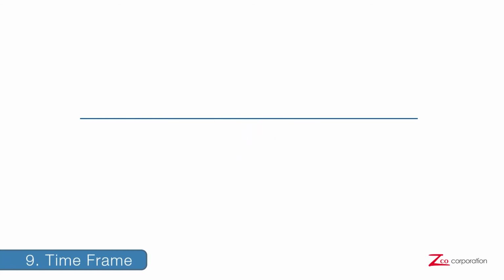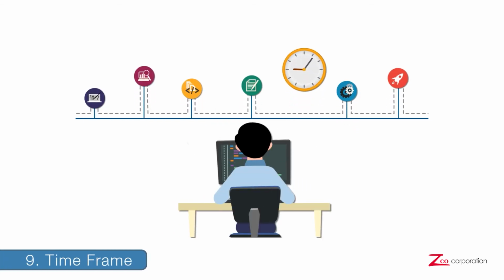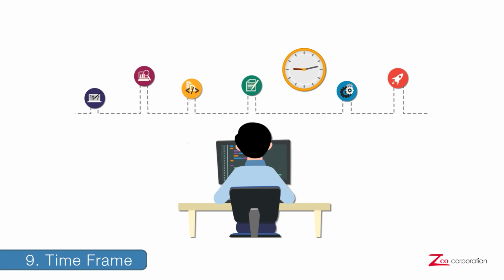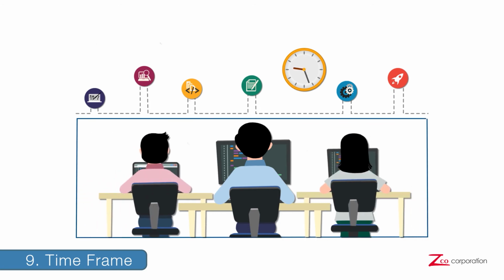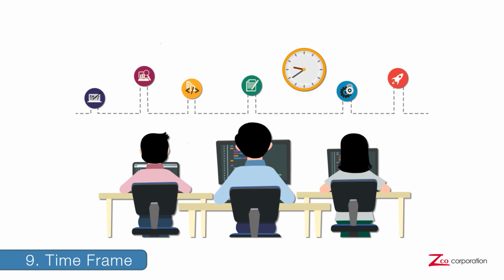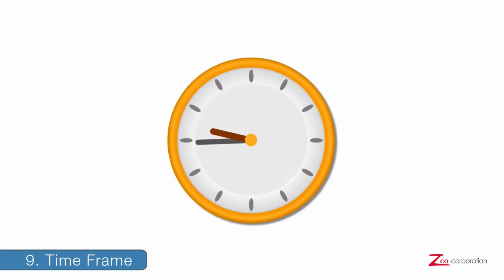Number 9. Timeframe. Consider how soon you'll need the software completed. A rush project that requires the developer to shift resources or hire new ones can change the estimate. It could also just not be possible to finish if the time frame is too short.